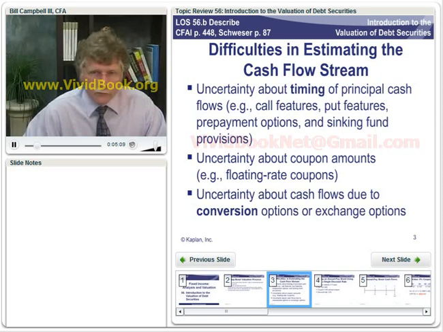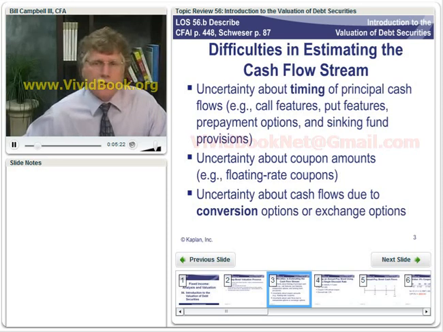value. And finally, if there are other options like conversion options or exchange options, that may affect the timing and the amount of the cash flows as well. So that's some of the difficulties in estimating the cash flows that you're going to be discounting.